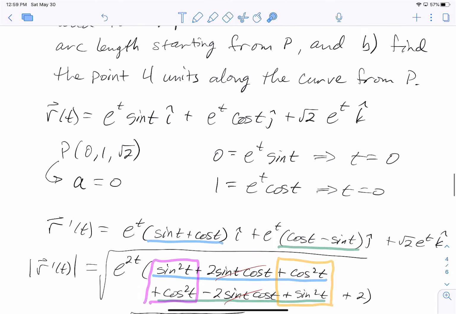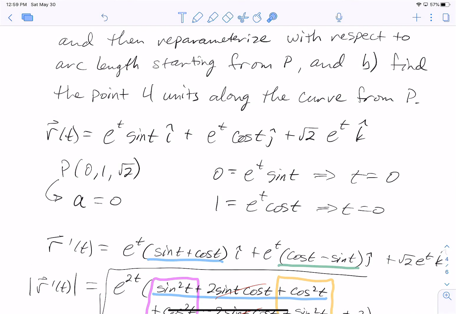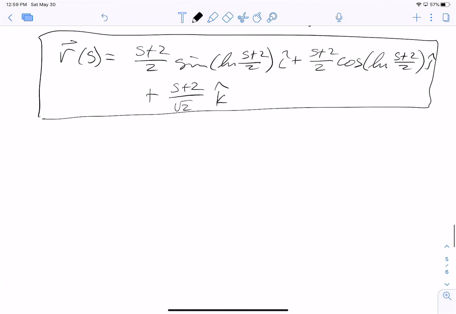For part B, what we're looking for is a point on the curve that's 4 units along the curve from P. So we know the arc length is 4. Let's see how we can conceptualize this. What we need is t such that the arc length is equal to 4. And then really what we're after is r of that t value, and that'll give us the point that we want, right? It's the head of that vector.